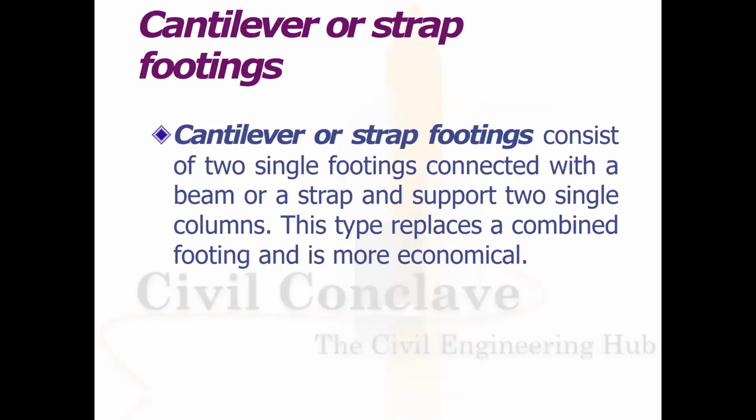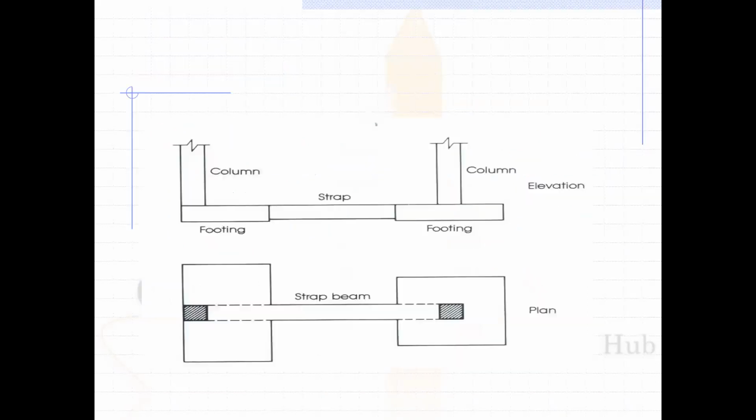Cantilever or strap footing. This consists of two single footings connected with a beam or a strap, supporting two single columns. This type replaces a combined footing and is more economical. Here you can see how the strap footings have been created. This is in the plan. Here you can see the two footings and the strap beam. Here in the elevation: column, strap, and footings.